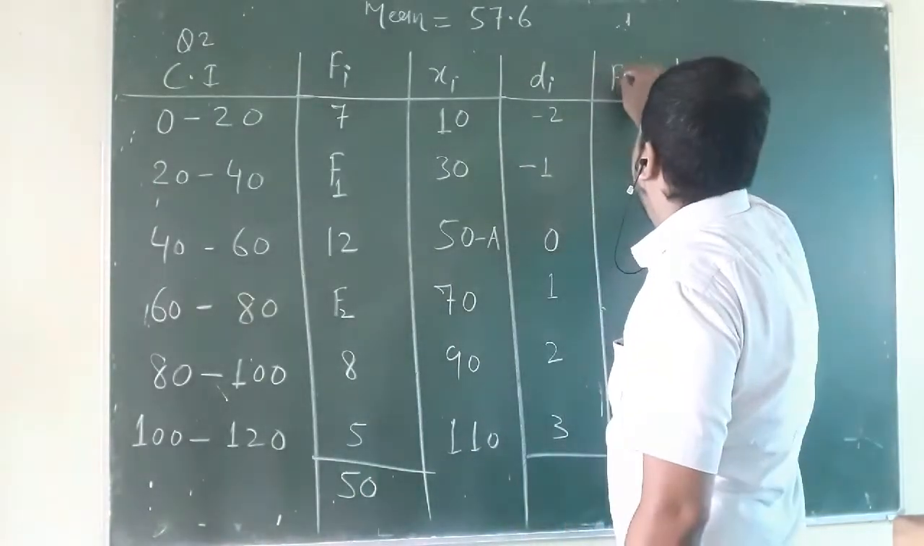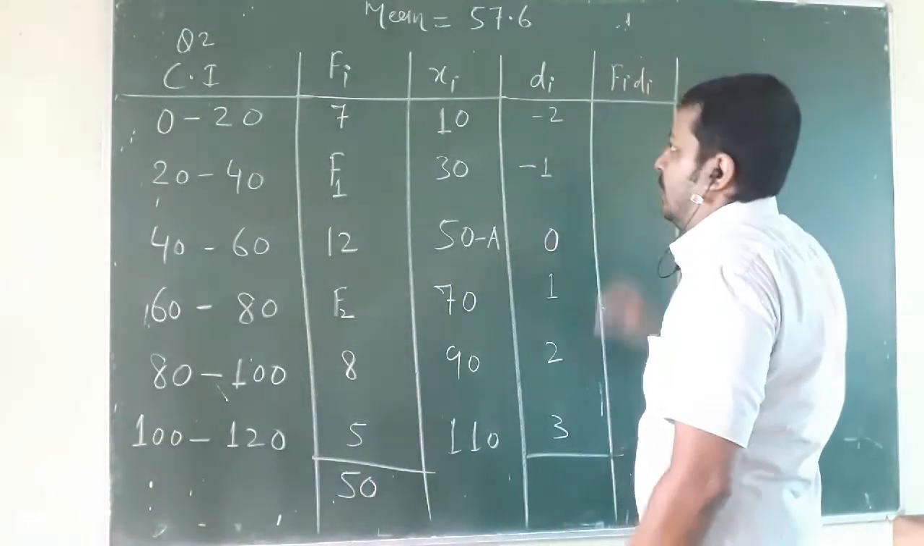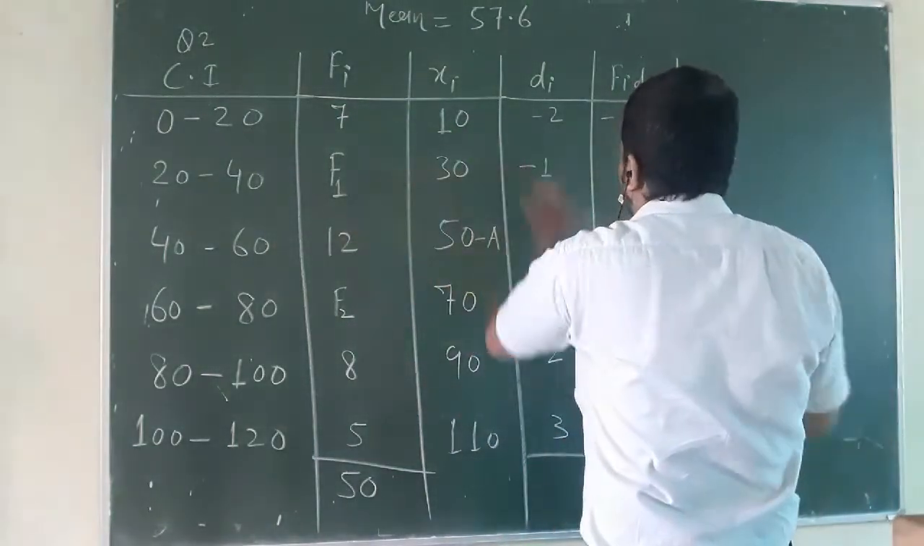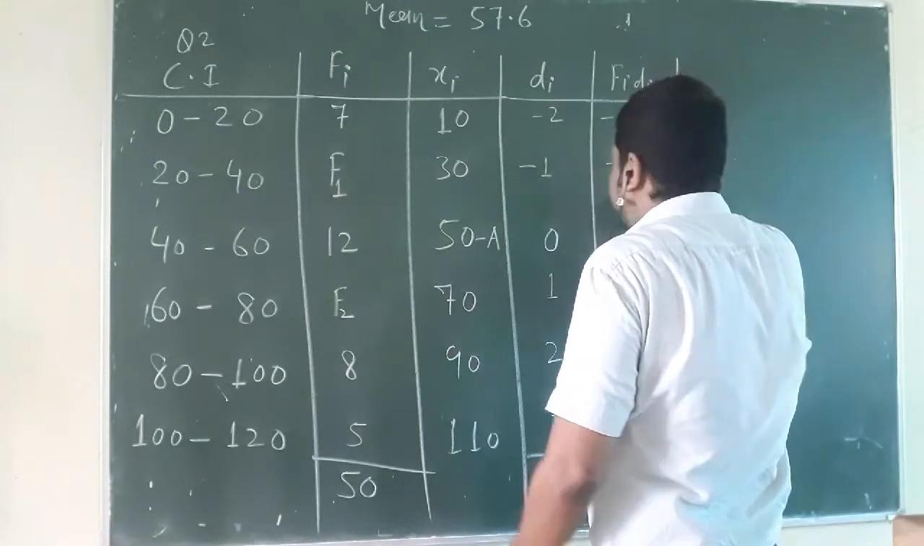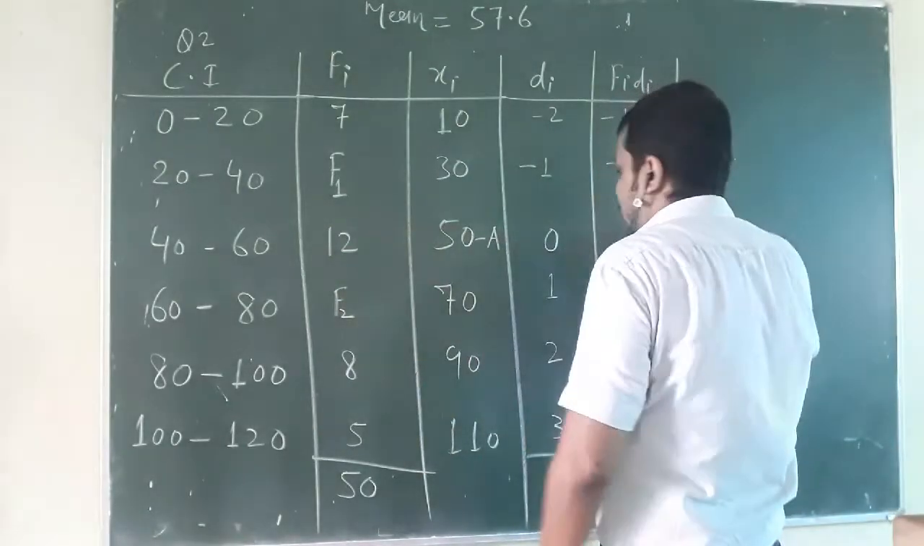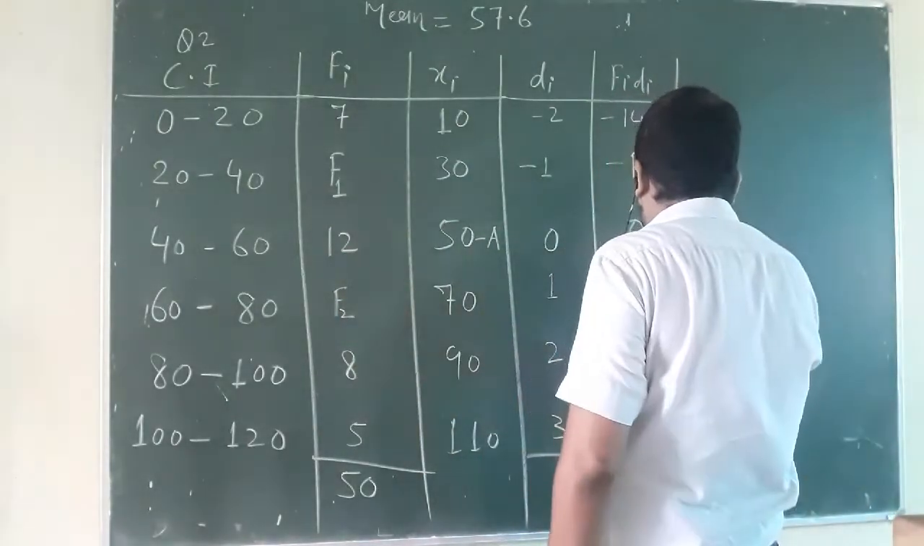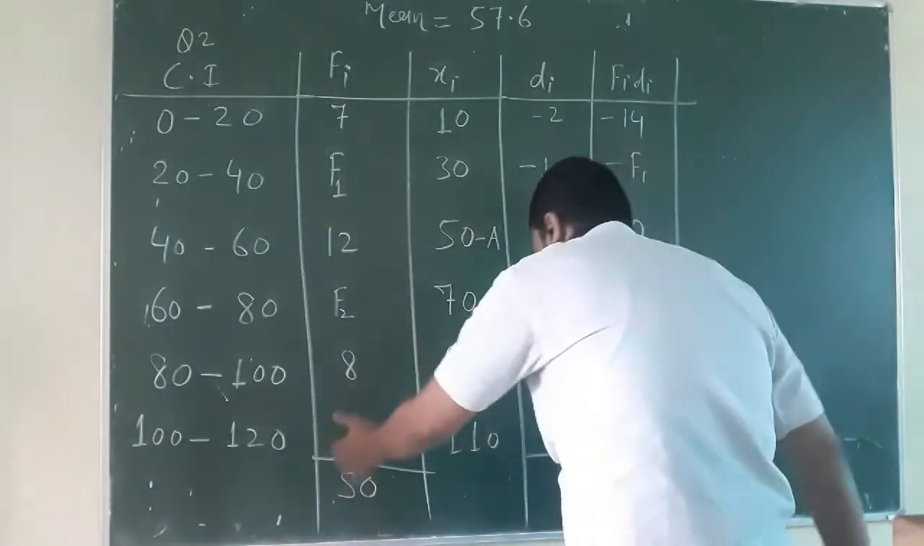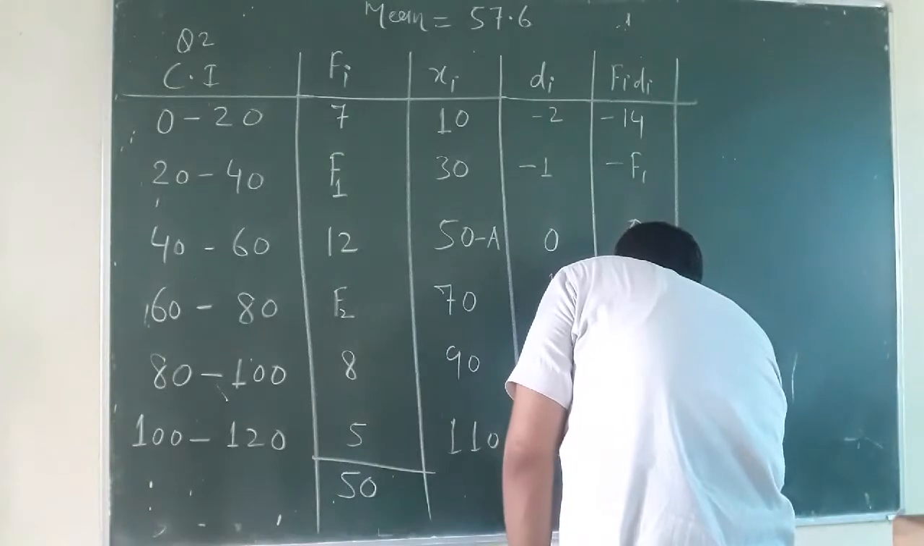A5. Di: 7 2s are minus 14. F1 into 1, minus F1. 12 into 0, 0. F2 into 1, F2. 8 2s are 16. 5 3s are 15.